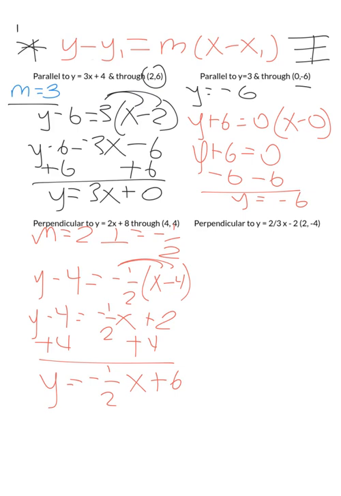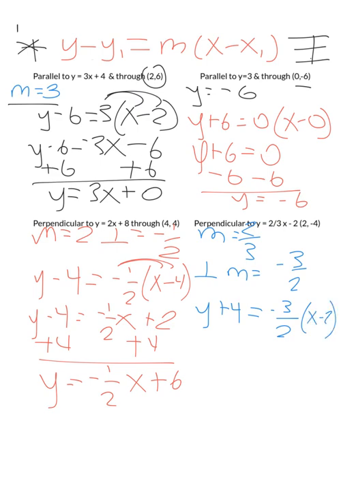Now the last one, I'll get you started, then go ahead and pause. Perpendicular to 2/3 x minus 2. So your current slope is 2/3, which means your perpendicular slope has to be negative 3/2. So go ahead and pause it so you can work it out, and then come back and you'll see it is y plus 4 equals negative 3/2 x minus 2.